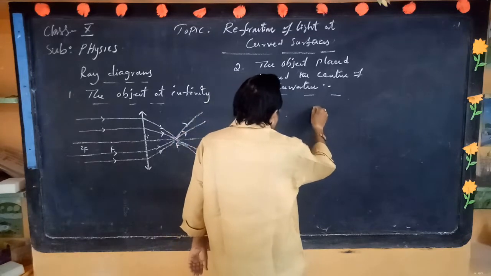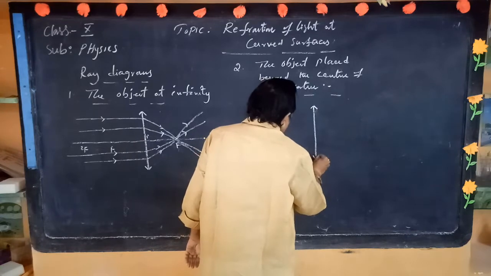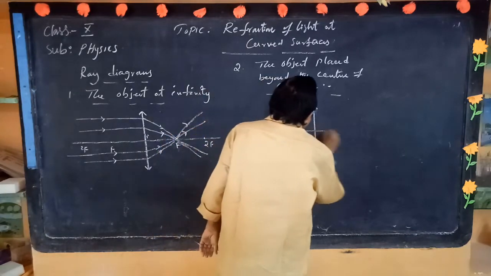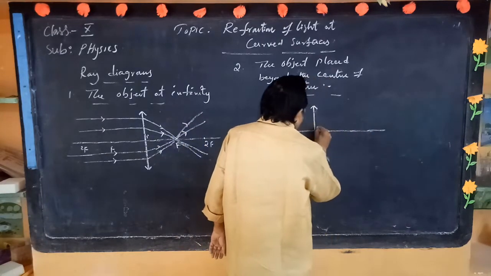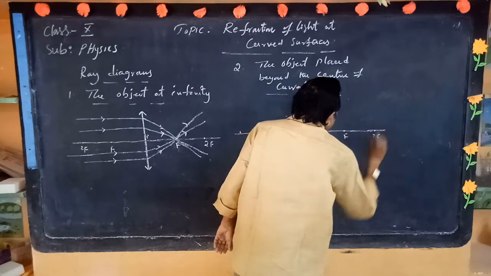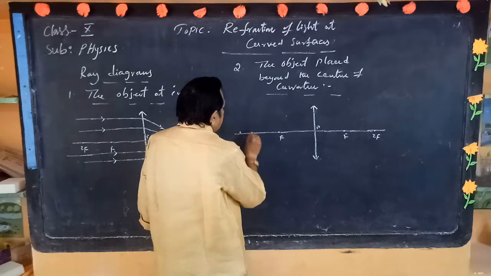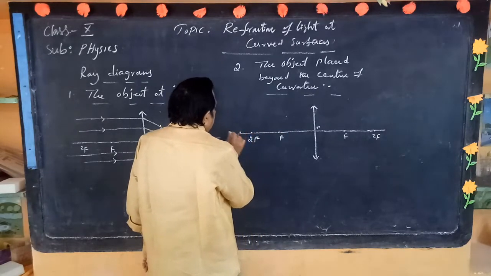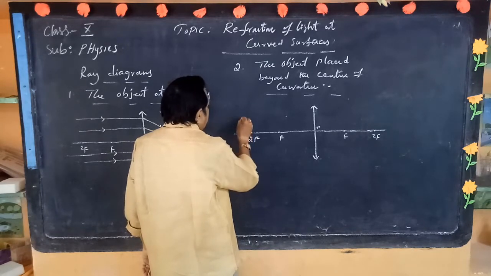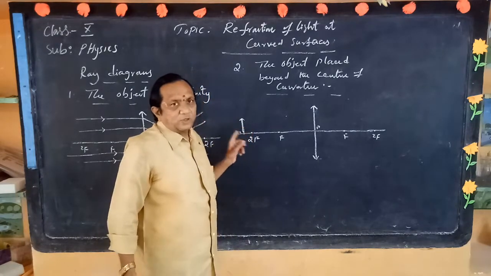First you have to consider one convex lens and the principal axis. Draw the principal axis and mark the pole, focus and center of curvature. Here the object is placed beyond the center of curvature, like this. It's a very important diagram to remember.